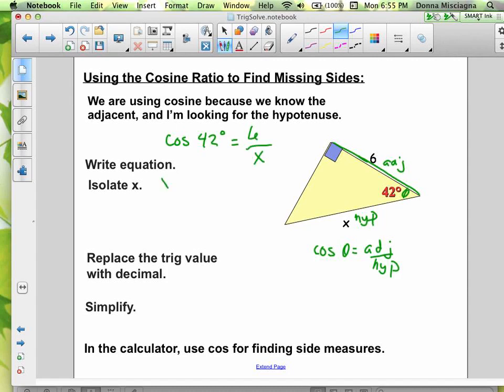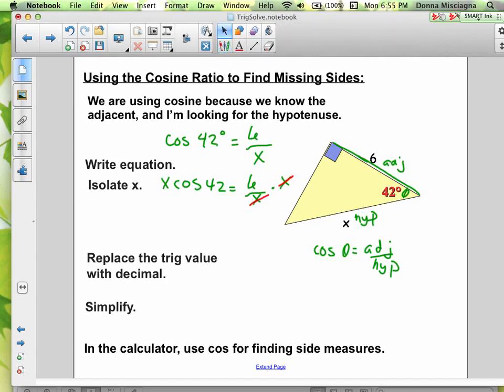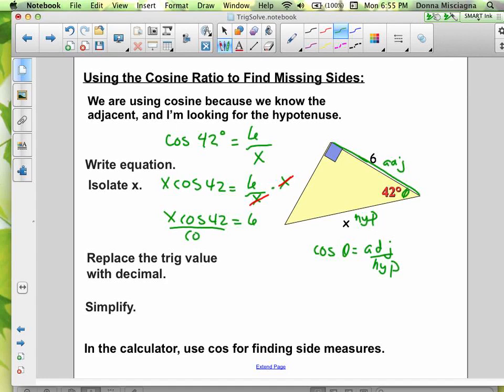We'll multiply both sides by x to get the x out of the denominator. Now the x's will cancel, because if you multiply by x and divide by x, it just cancels each other out. And so now we have x cosine 42 equals 6. To get x all by itself, we'll divide both sides by cosine 42. So now we have x equals 6 divided by cosine 42.